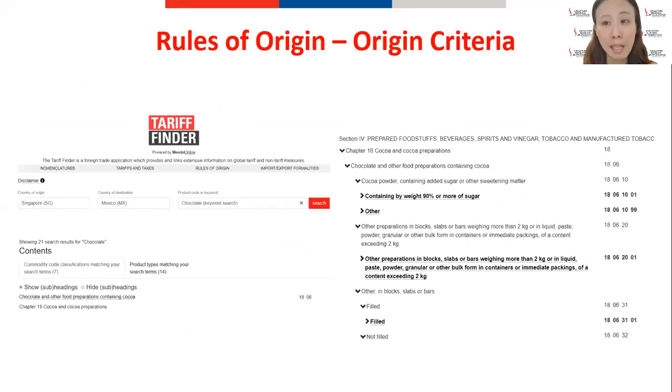If you remember the last webinar, or if you attended our last webinar, our ESG speaker introduced Tariff Finder. You can search for the tariff classification in the Tariff Finder tool. If you have difficulty identifying the HS code of your product, you may log into Tariff Finder and search by keyword. So using the chocolate bar as an example, the Tariff Finder will display the search results for chocolates as shown on your screen.